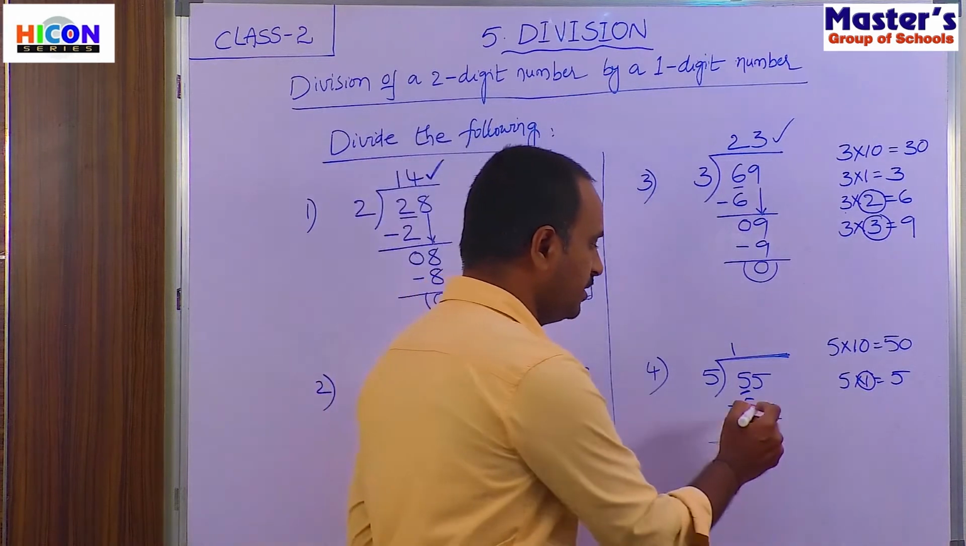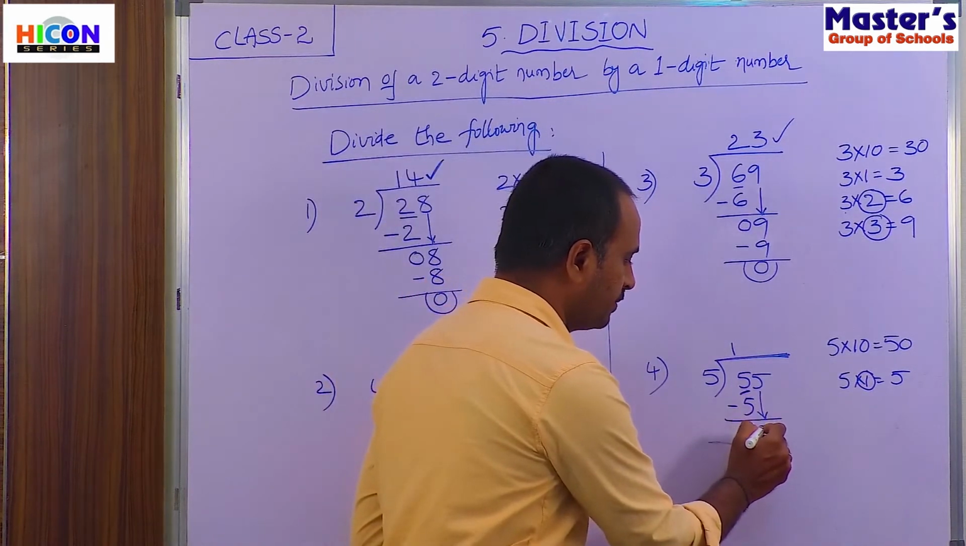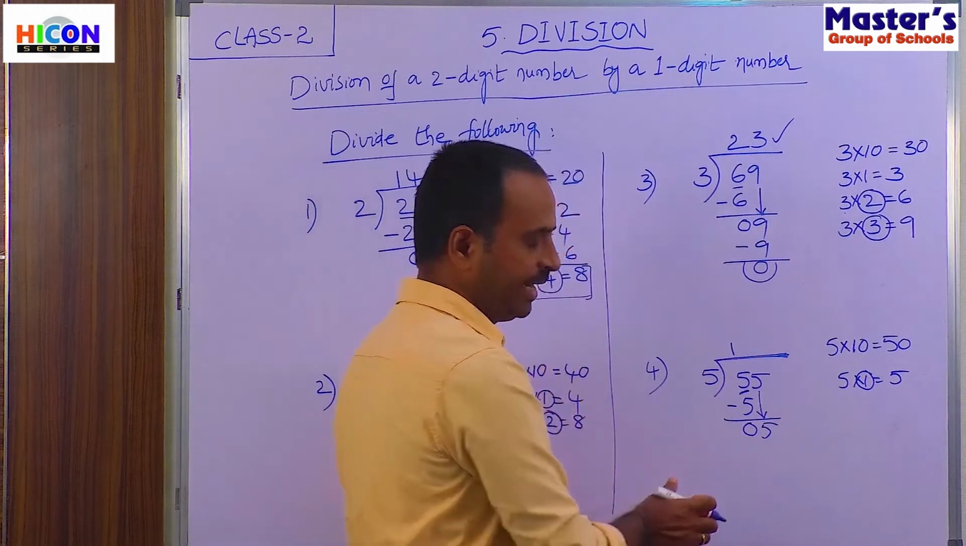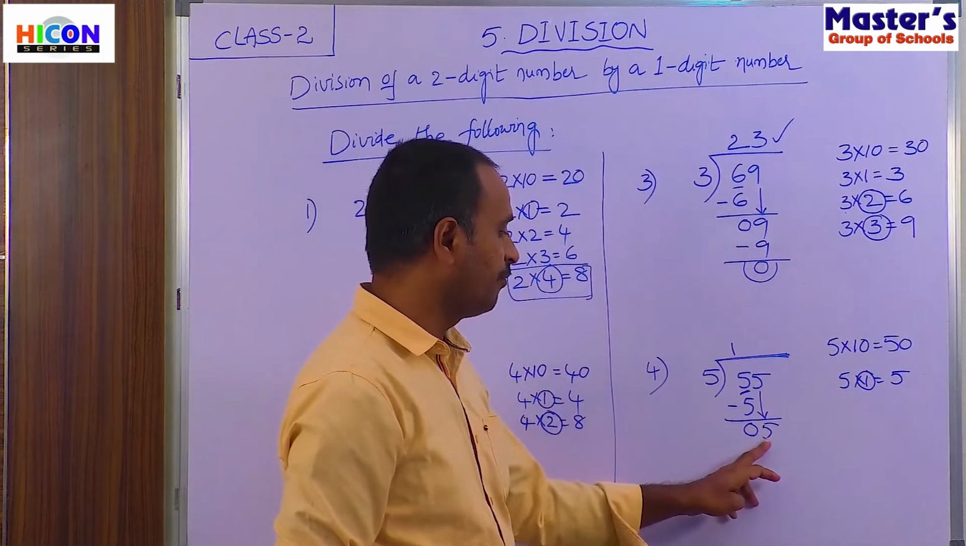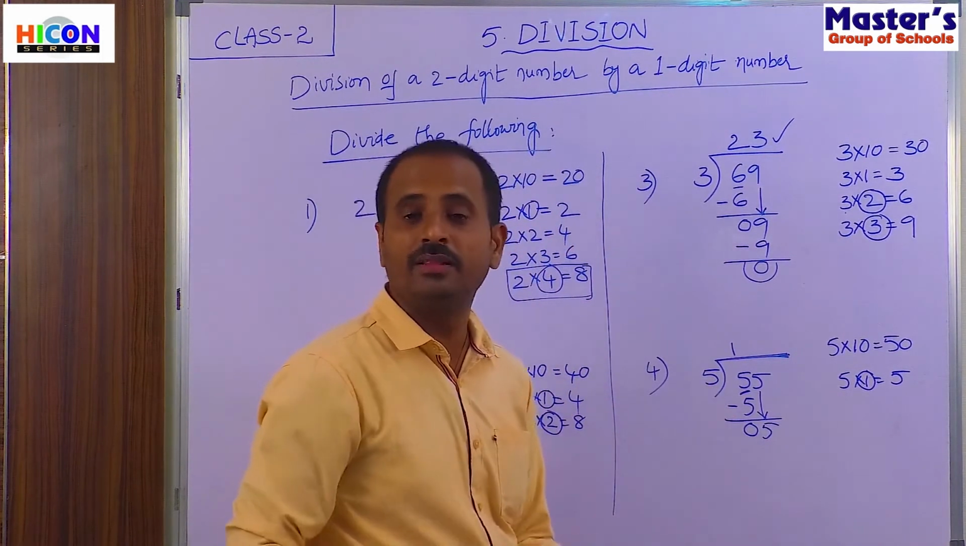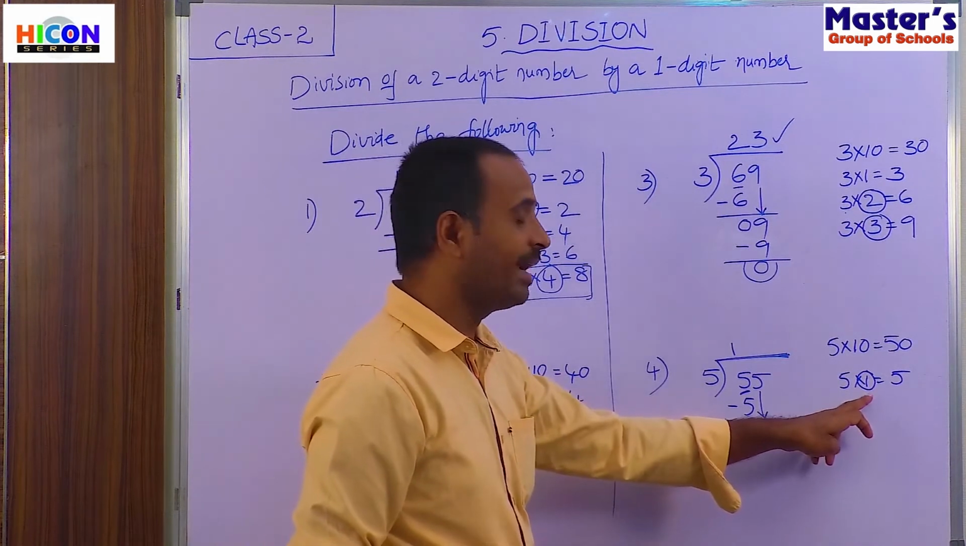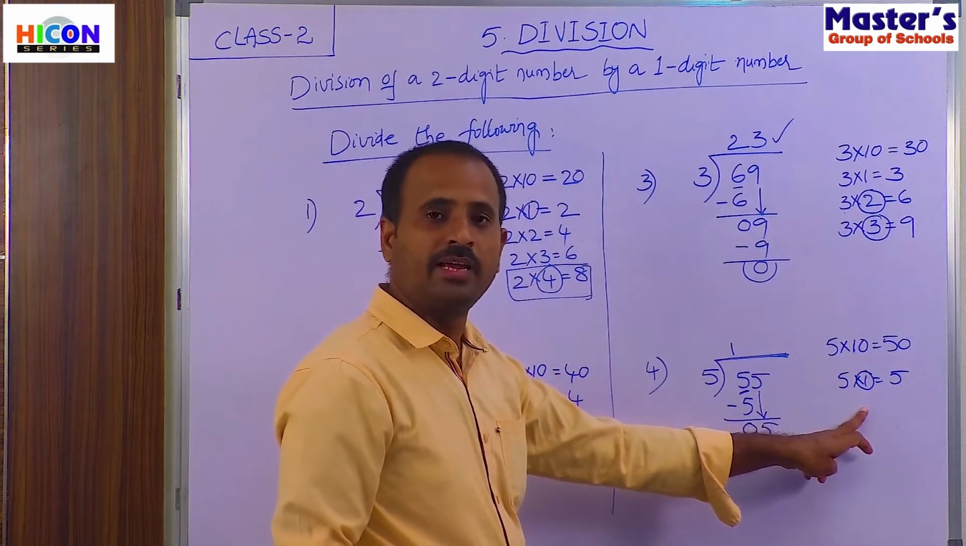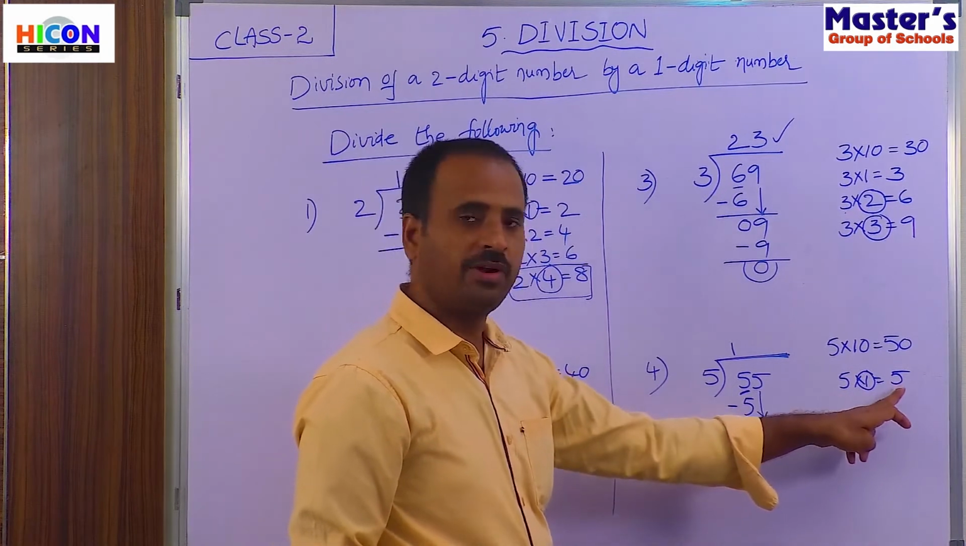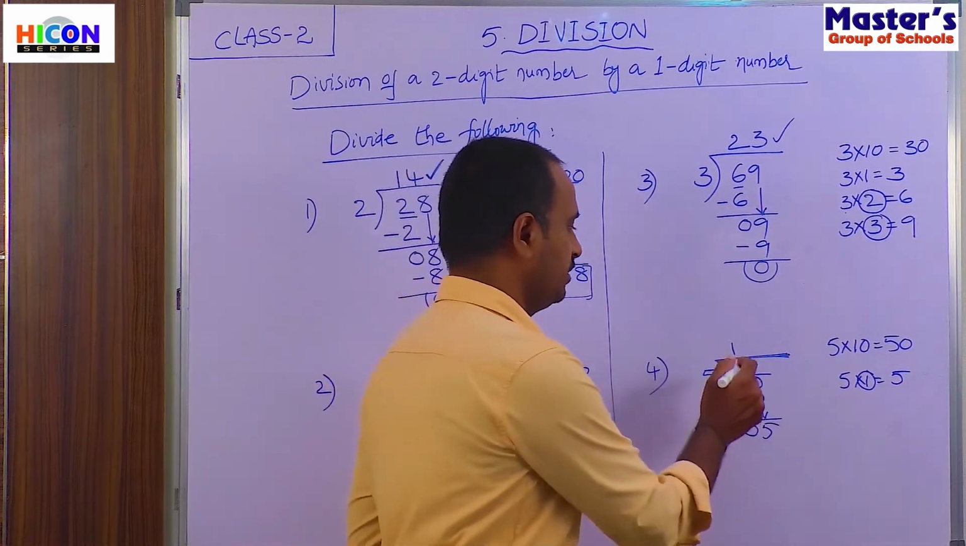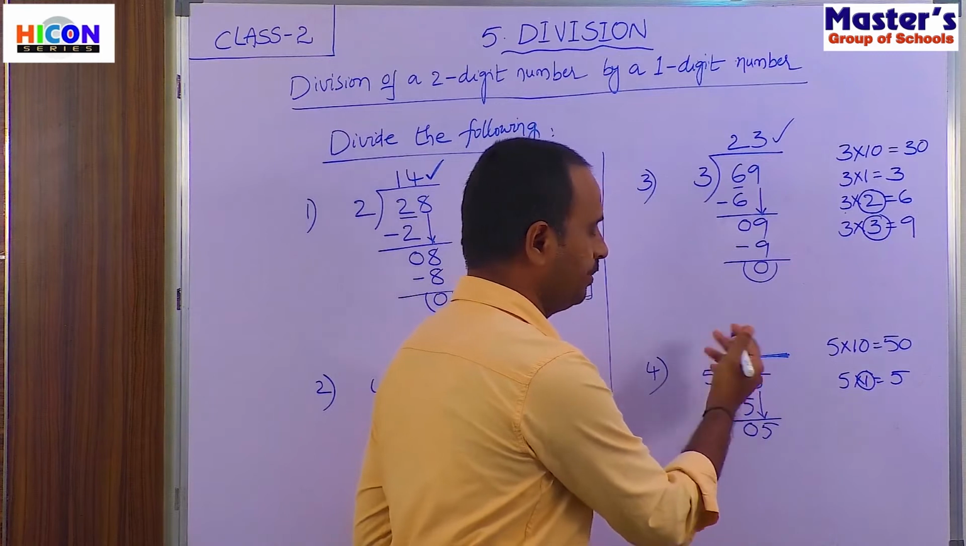Bring down the second digit, that is, bring down 5. Now again find when the number 5 comes in the fifth table. Again one time. If you take one time of 5, we will get 5. So write again 1 in the quotient, beside the 1.